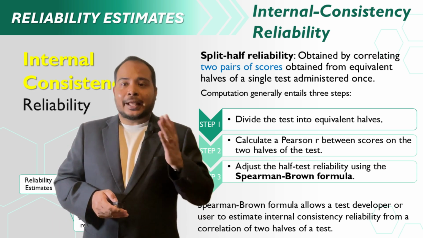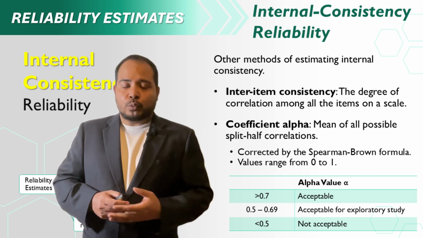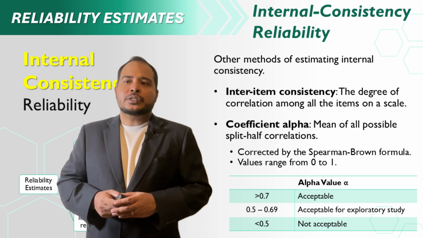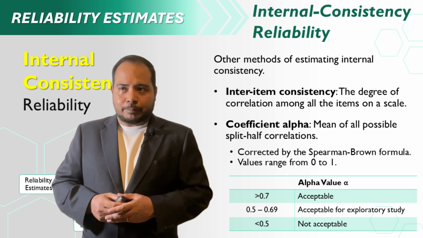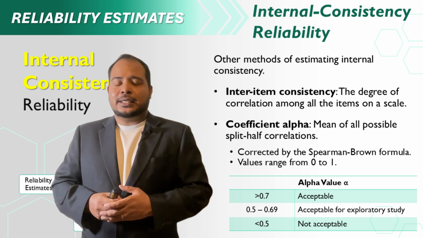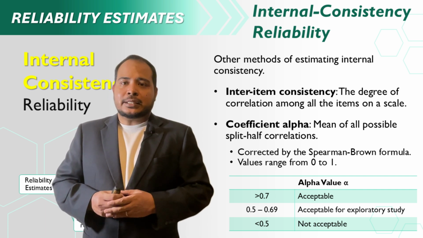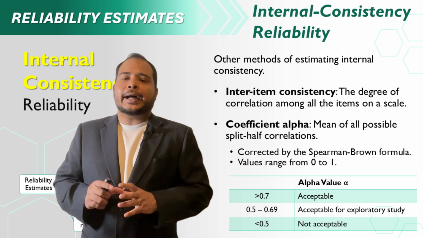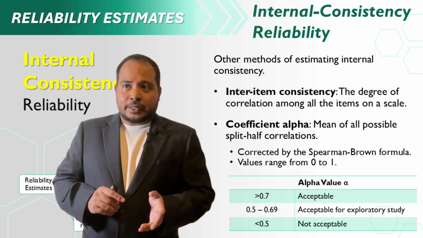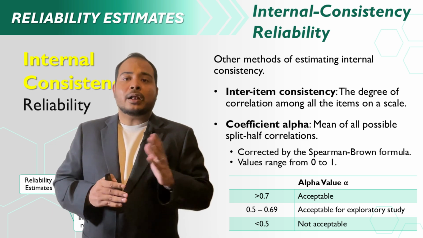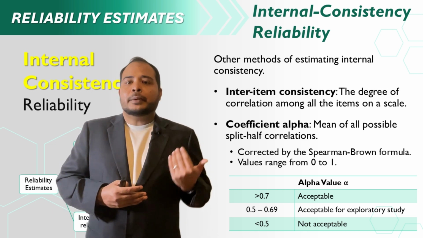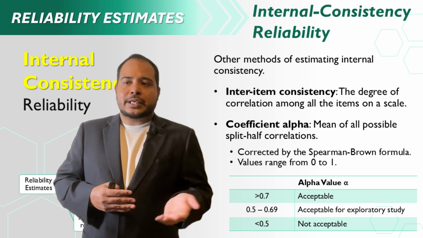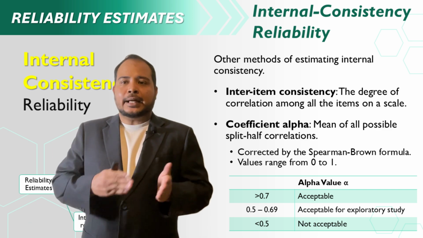Another method that we can use to estimate or calculate internal consistency reliability is inter-item consistency. So what is inter-item consistency? Inter-item consistency refers to the degree of correlation among all the items on the test. We look at the correlation of all items. If you recall, we have conducted inter-item correlations, so the same process applies here.